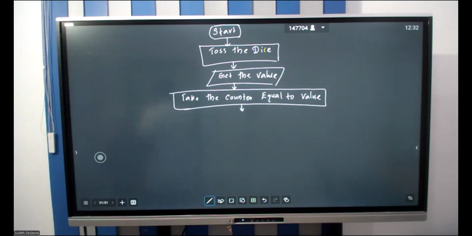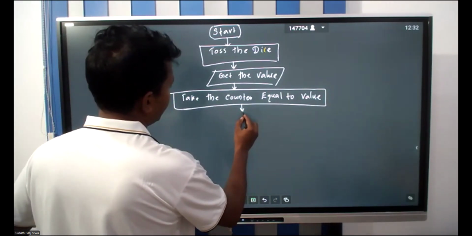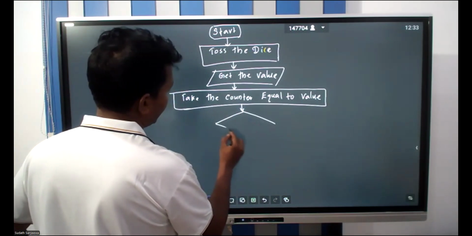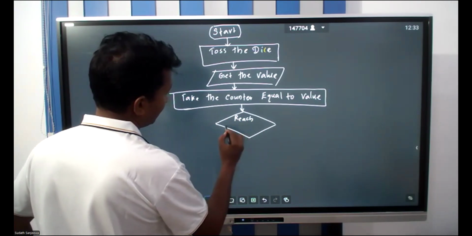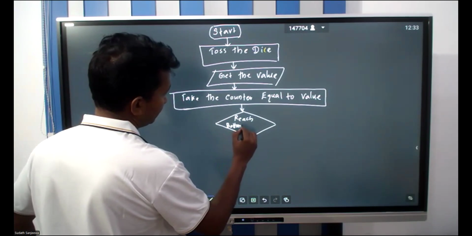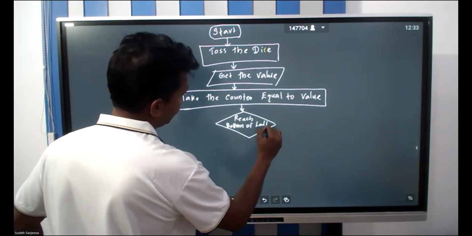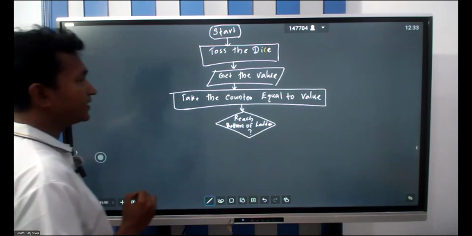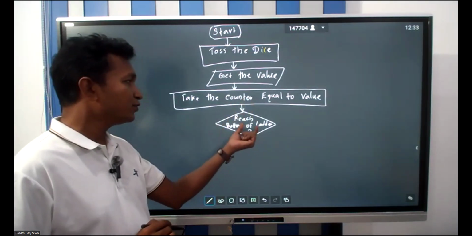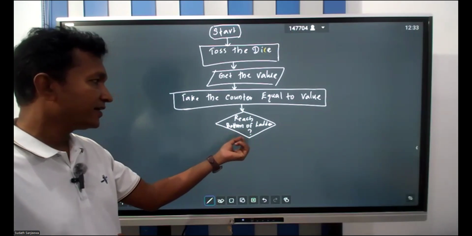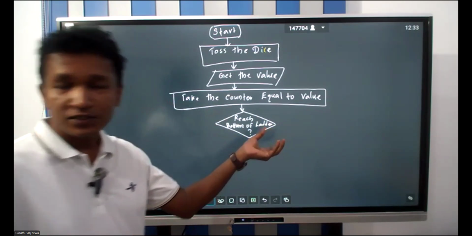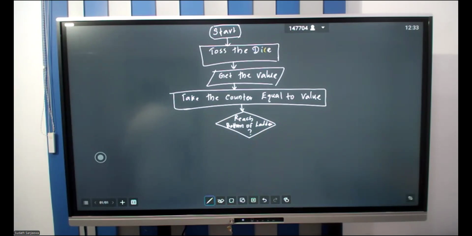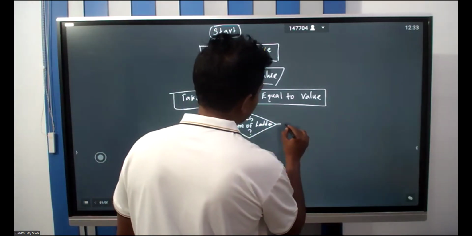Then we have to check, right? You have to check whether the counter came to the bottom of the ladder, right? What should we do if it is at the bottom of the ladder? We have to move the counter to the top of the square.